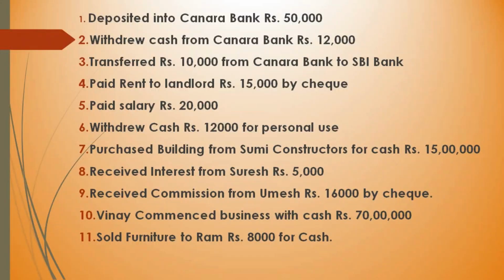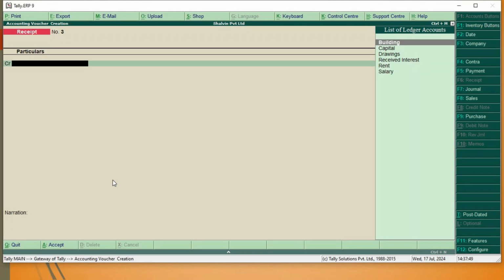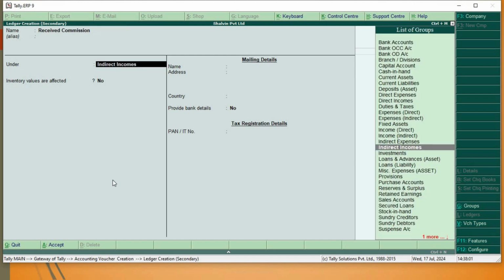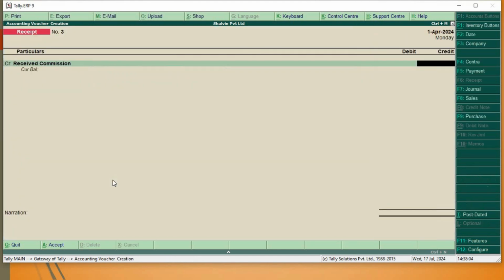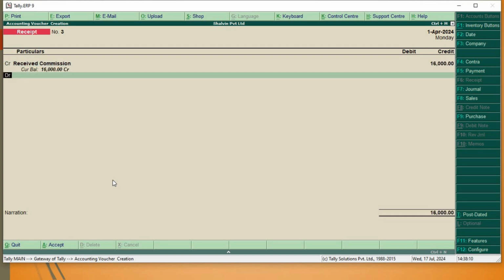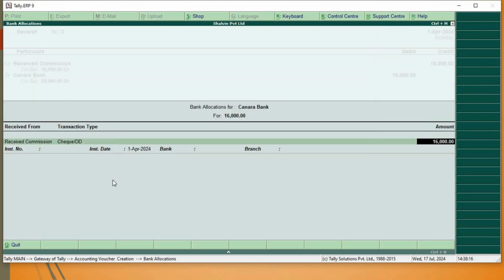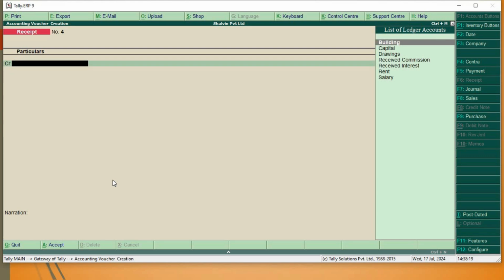Your second entry, received commission from Umesh rupees 16,000 by check. The 2 types of ledgers are received commission and bank account. So I have not created received commission. Let me create from here using Alt C. So received commission, under indirect income, and just accept this. What is the amount? It is 16,000. So it is by check. So I am taking Canara Bank.